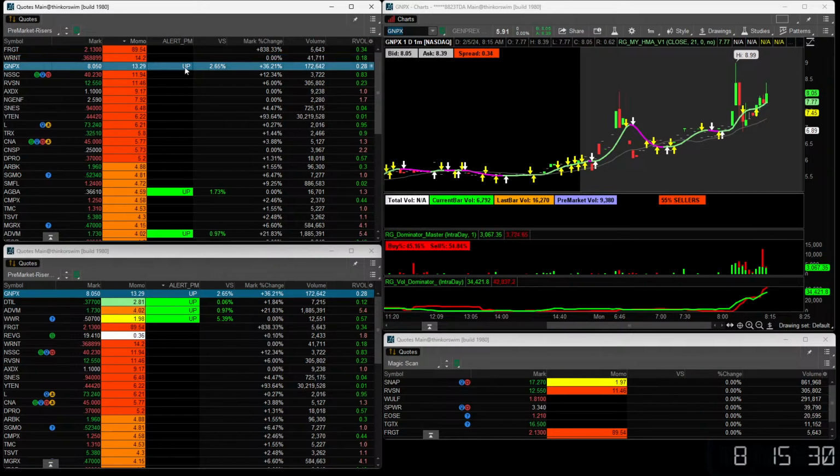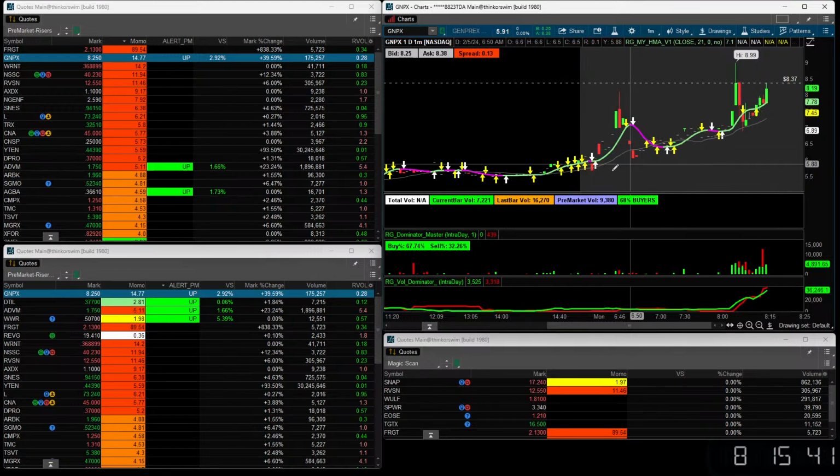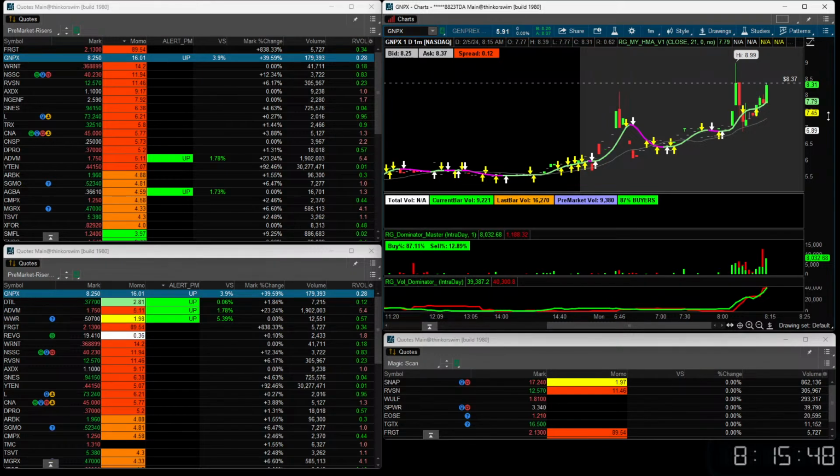DNPX. Climbing to the top. Resistance level right here. We're at 8:15. I don't think I would trust anything going into market open.